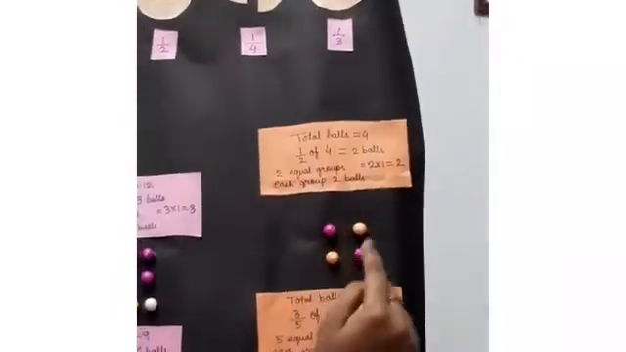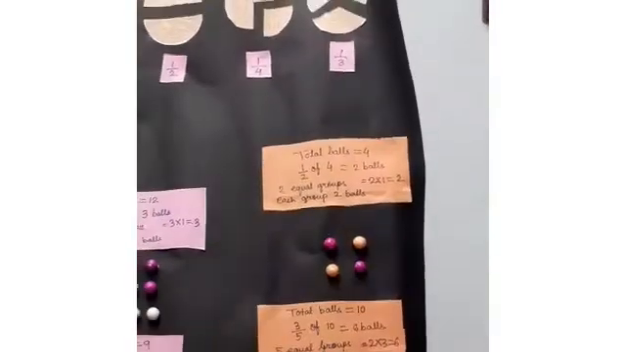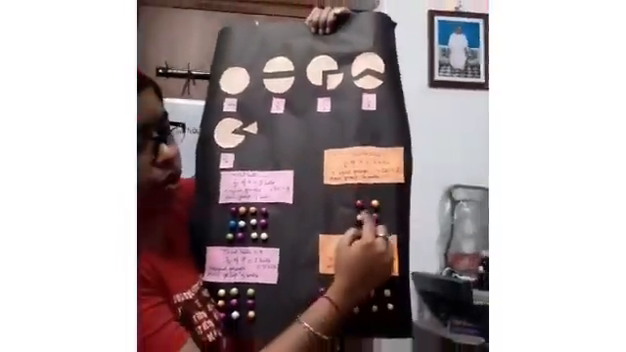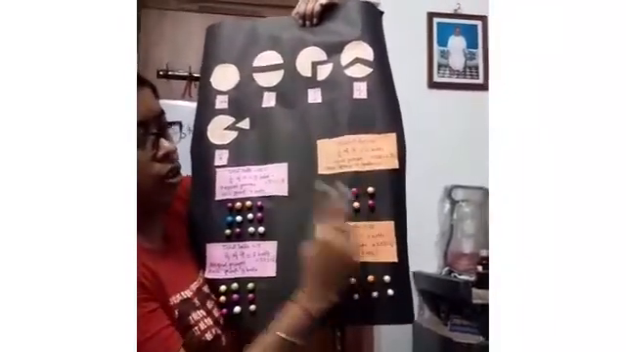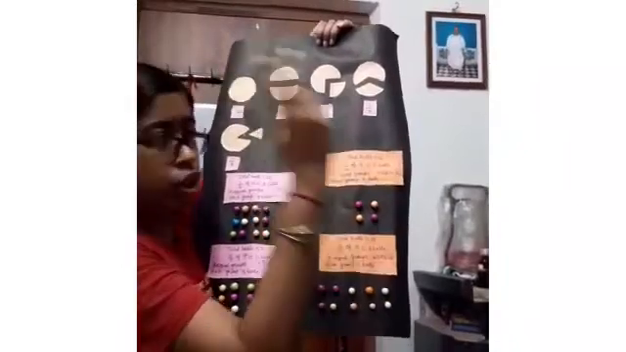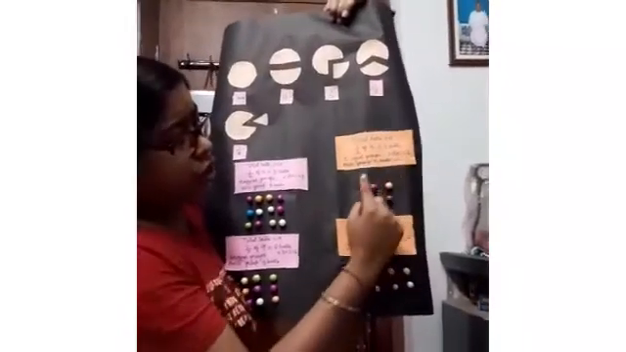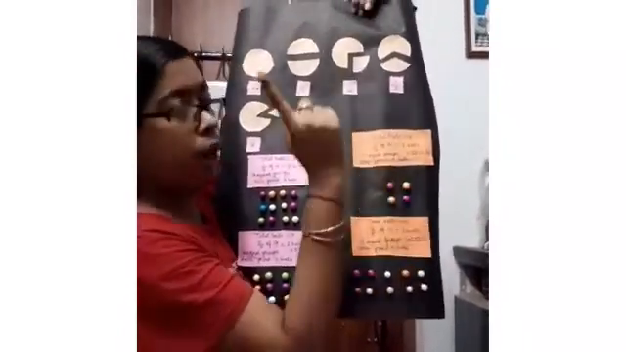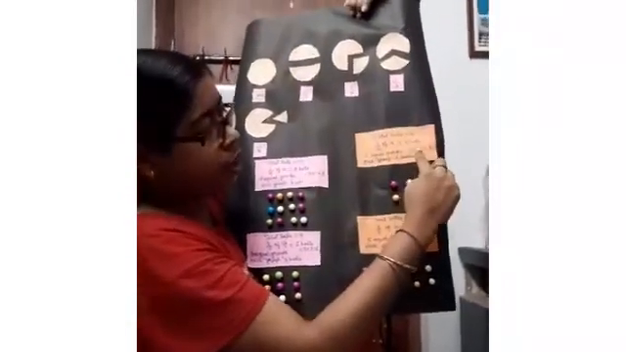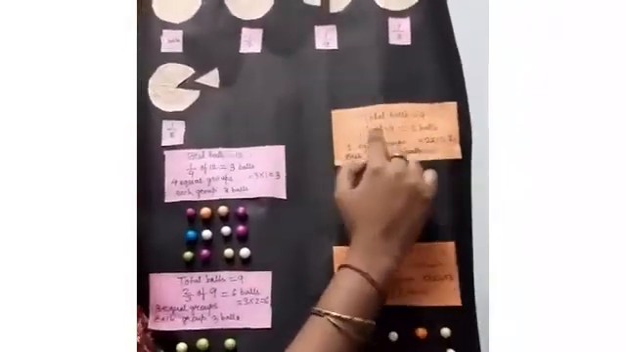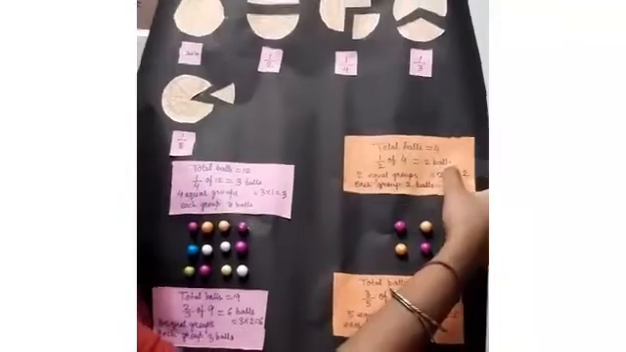Similarly, the total number of balls is 4. 1, 2, 3, 4. 1/2 of 4 means distribute 4 balls into 2 equal groups. In each group there are 2 balls. And how many groups do I have to take? 1 out of 2 groups. 2 into 1 is equal to 2. So 1/2 of 4 is equal to 2 balls.